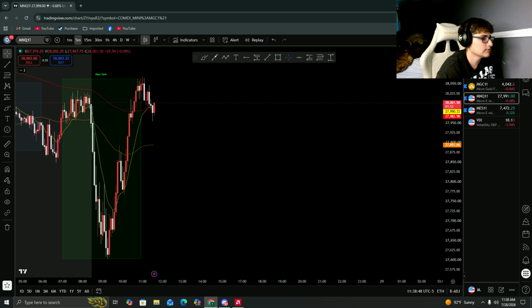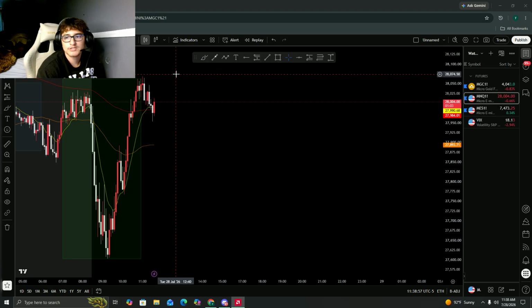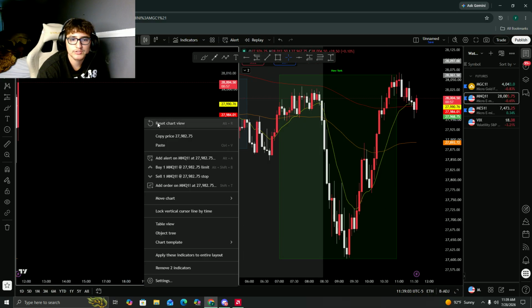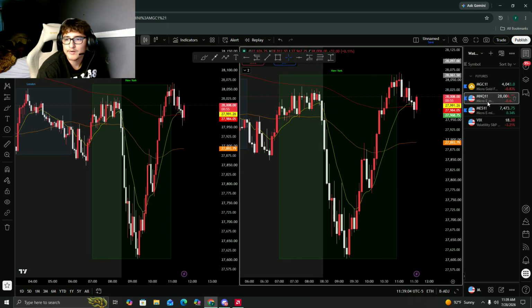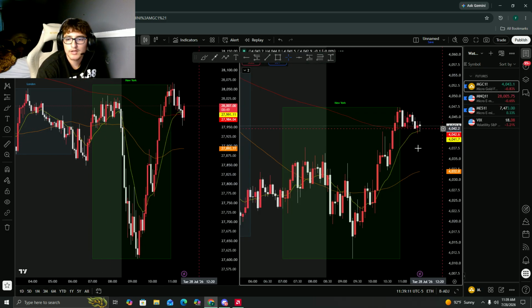All right. Let me move my camera real quick. I'll move it to this side. Just so I'm going to show you guys side by side. This is going to be NQ right here, and this is going to be ES.